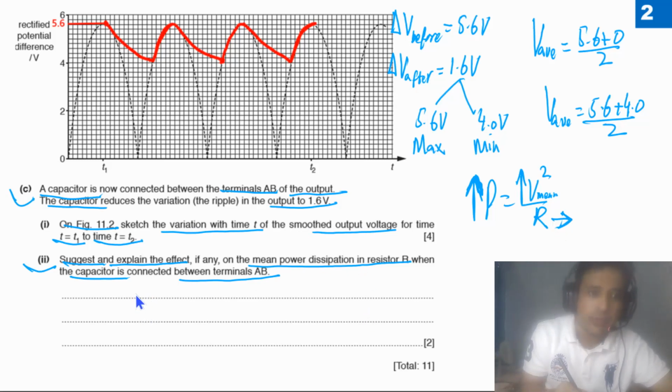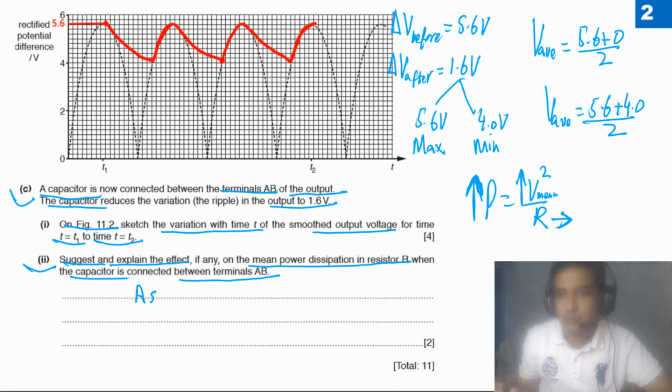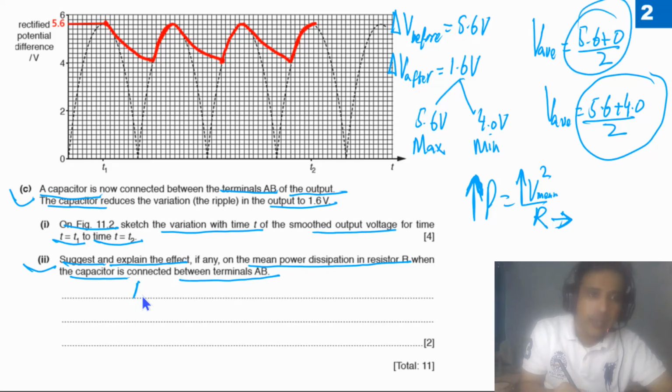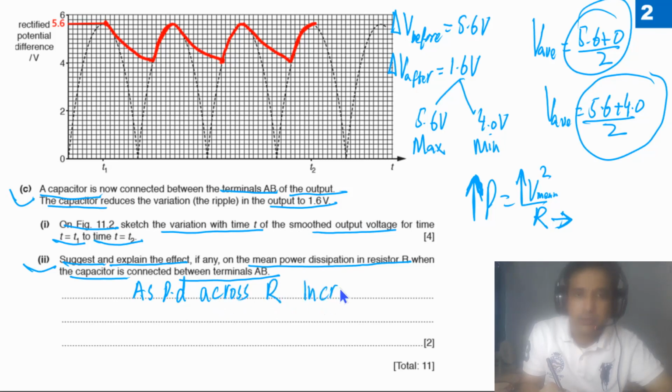So simply we can say, as mean PD increases across the resistor, so this one is greater than this value. As mean PD across R increases, so mean power dissipation is greater, or we can say higher.